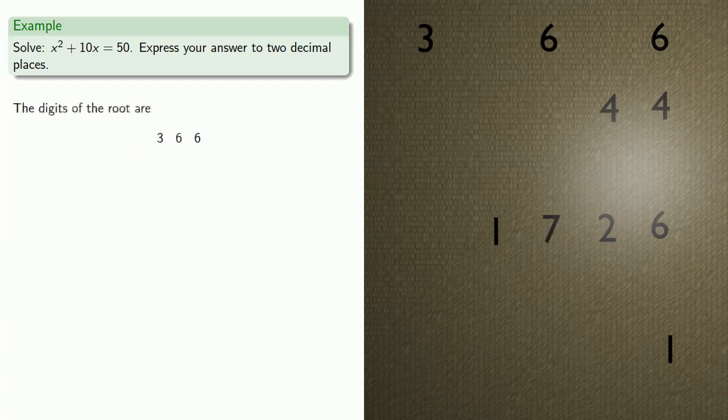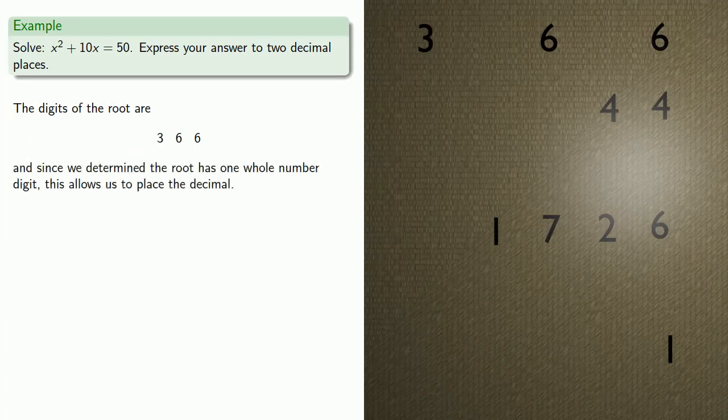And so far, the digits of the root are 3, 6, 6. And since we determined the root has one whole number digit, this allows us to place the decimal. And so we have our answer to two decimal places, 3.66.